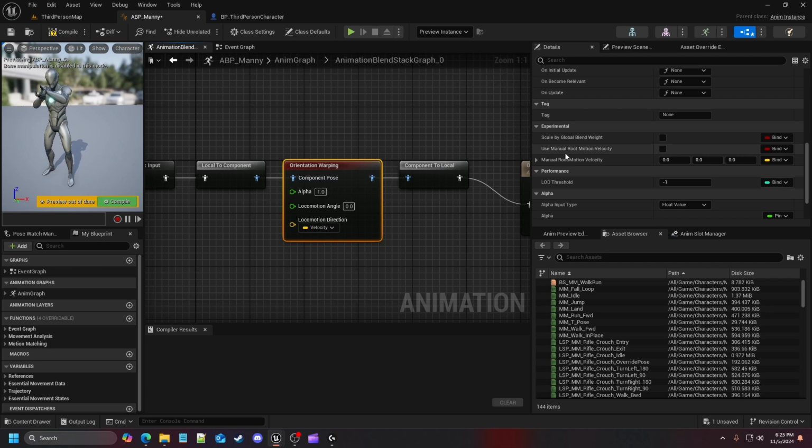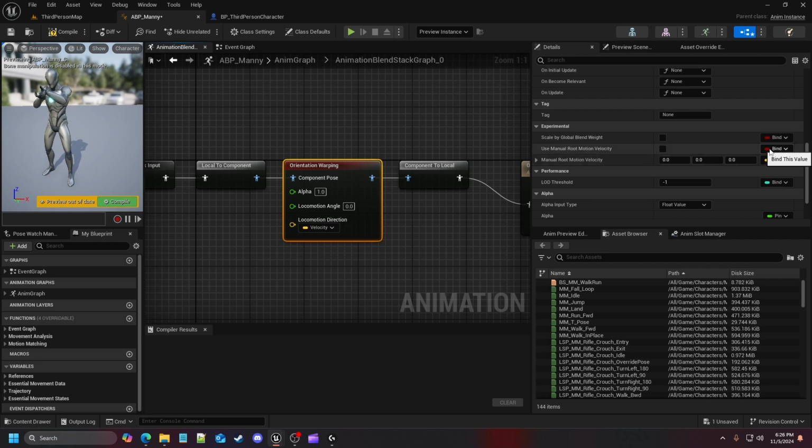Then we have the use manual root motion velocity, and this is set to false. By having it as false, it disables the manual control over root motion velocity, meaning the engine automatically calculates it. This helps reduce the complexity by using the character's natural motion. So unless you really know what you're doing or trying to set up, there is no reason to have this checked, because then you also have to set it up here.